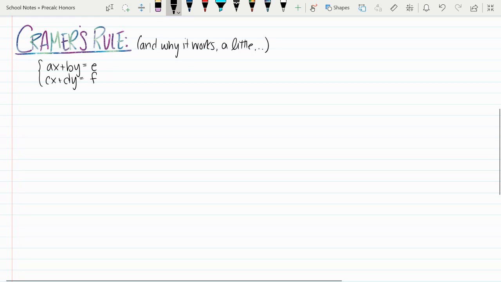So if I had this 2x2 system, and if we were to just solve by regular old elimination, maybe one option we would do to try to cancel out this y term is I could multiply this first equation by d and multiply this second equation by negative b. So I'm going to write here what I would have.